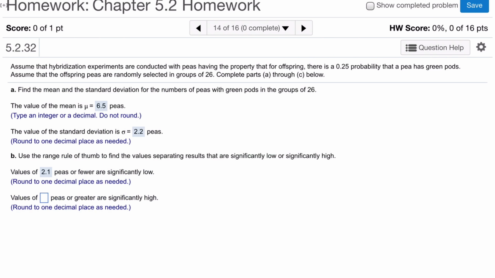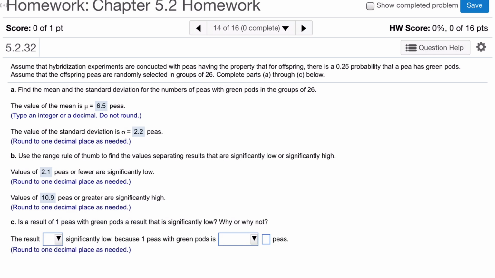For numbers that are significantly high, we would again multiply the standard deviation by 2 and this time add it to 6.5. So we will find 6.5 plus 2 times 2.2. This gives us a value of 10.9.